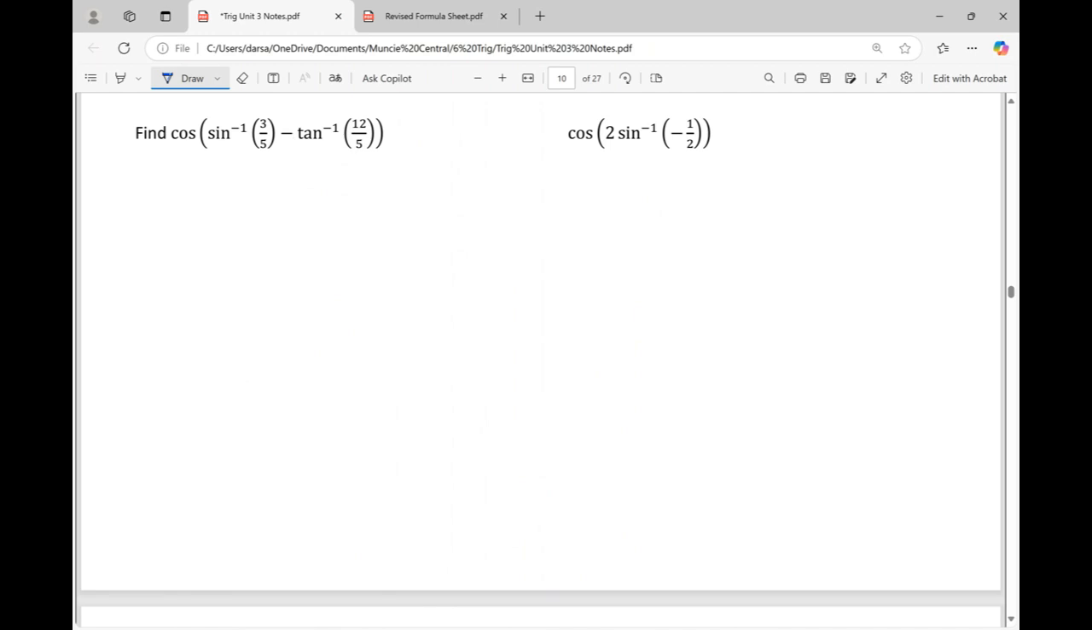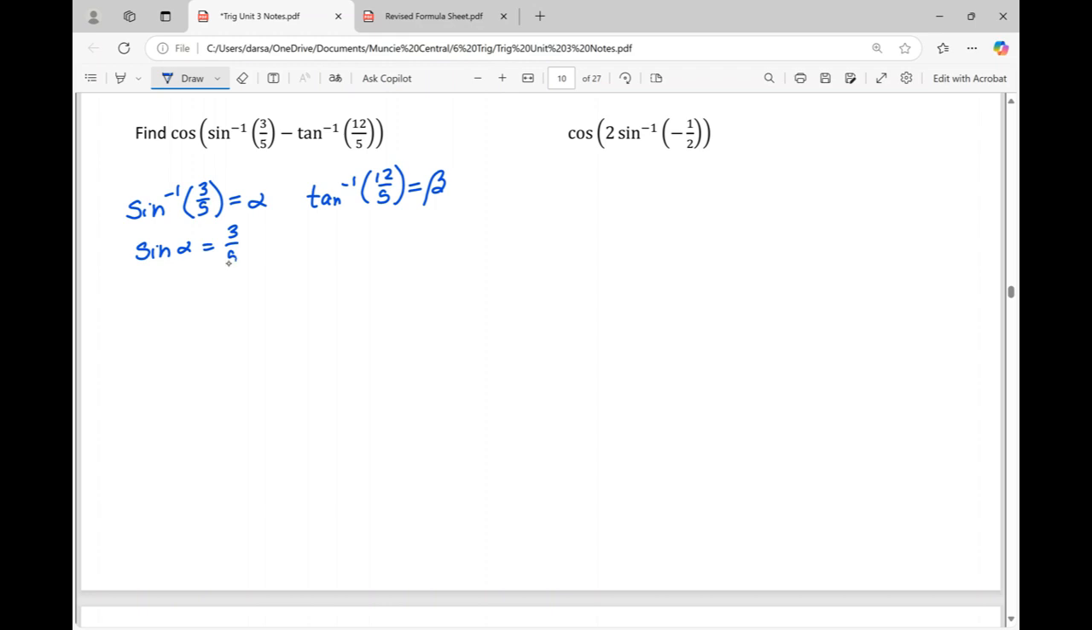So let's think of sine inverse. Remember, sine inverse, we're plugging in a number, which is 3/5, and the answer that comes out of a sine inverse is an angle. Let's call it alpha. Tan inverse, we plug in a number, which is 12/5, and out comes an angle. Let's call it beta.